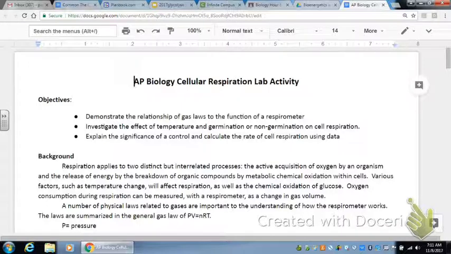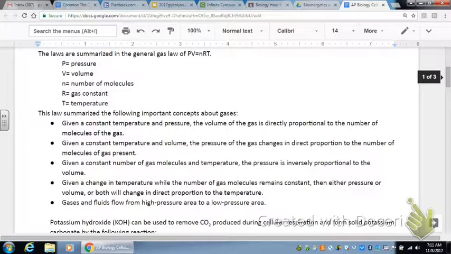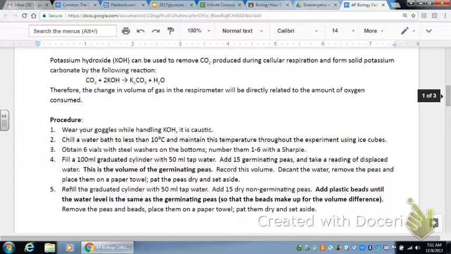So there's some background information, some objectives. You can take a look at those things. I'm going to be mentioning them as I go through it, like the gas law, PV equals nRT, that you learned about in chemistry class. There is an important thing to understand about this process that does relate to that equation, so I'll be coming back to that when it applies.